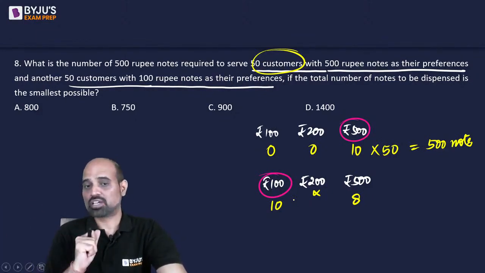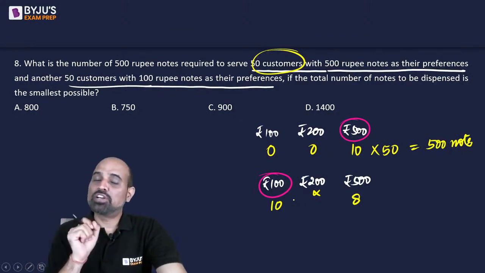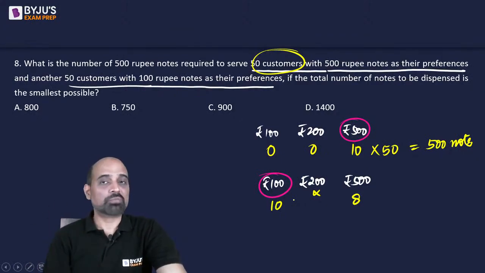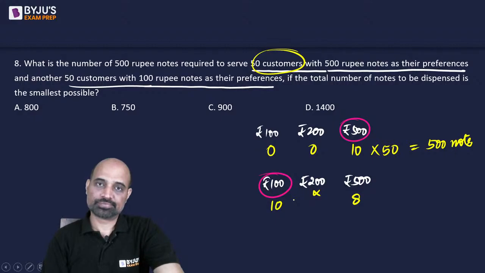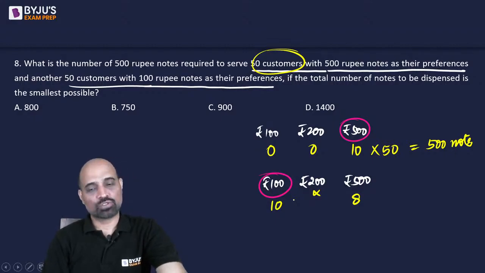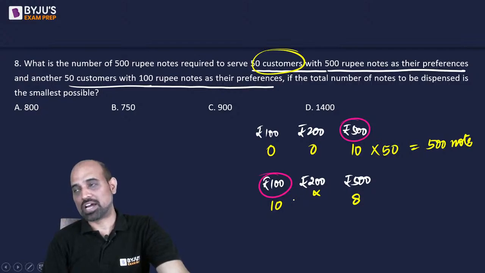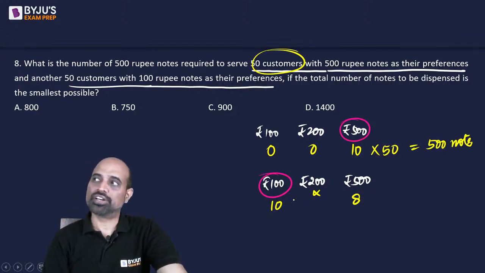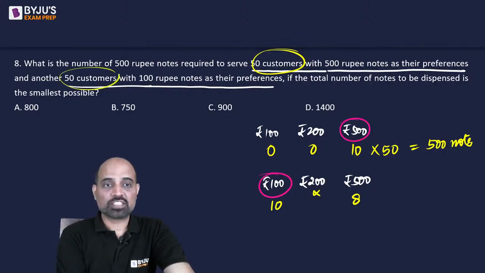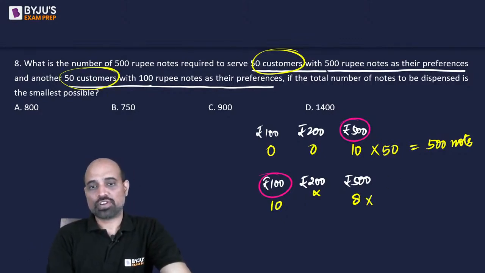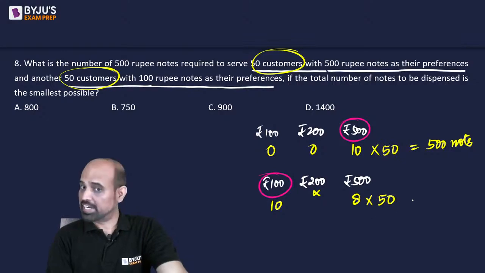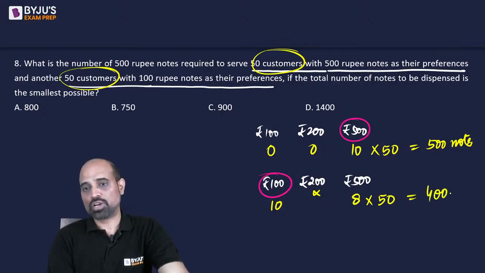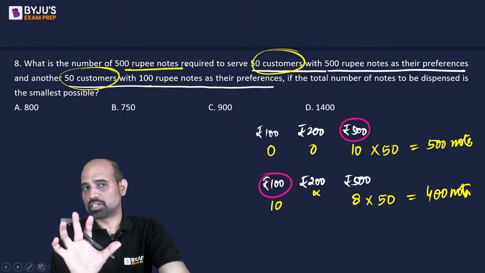100 rupee preference हो गया. And the number of notes total is minimum. इससे कम नहीं कर पाएंगे. Right? Because if I make that as 8, तो वो उधर गड़बड़ है. And if I change 500 rupees into 100 and 200, the number of notes will anyways increase. Now, I need 50 customers for this also. So 8 into 50, I will need another 400 notes of 500. मेरे को केवल 500 rupee notes count करना है.